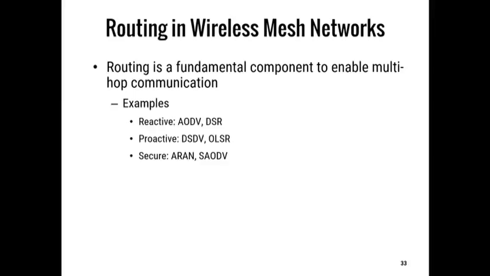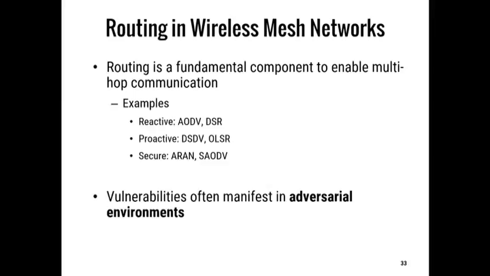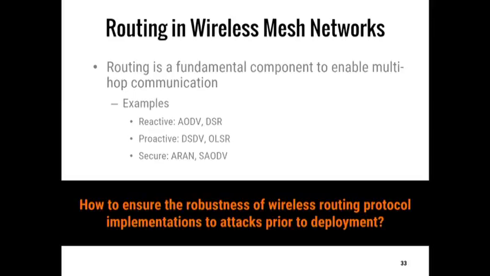And we have seen at the beginning that vulnerabilities often manifest in adversarial environments. Then the question is how to ensure the robustness of wireless routing protocol implementations prior to these attacks, prior to deployment.